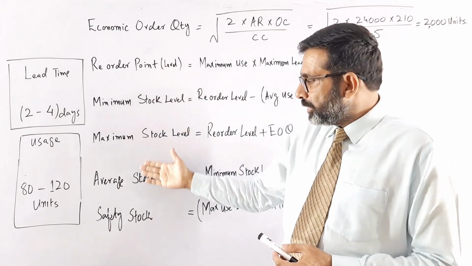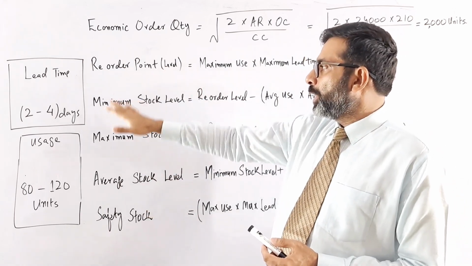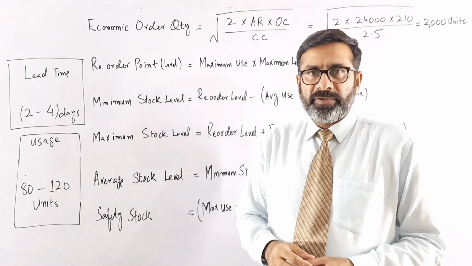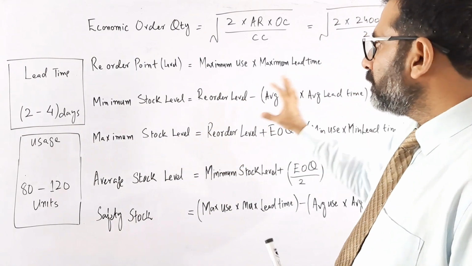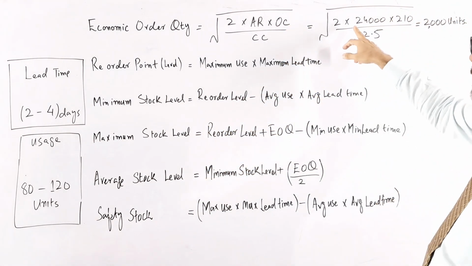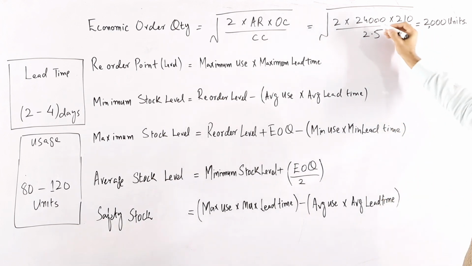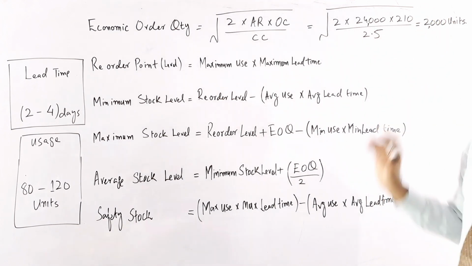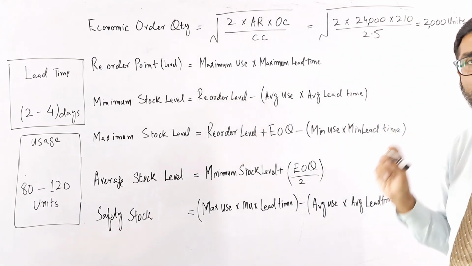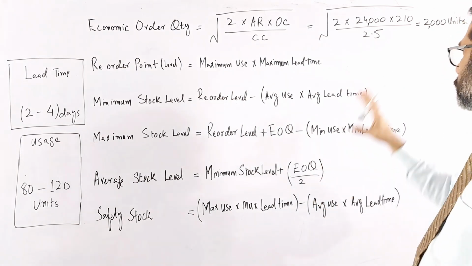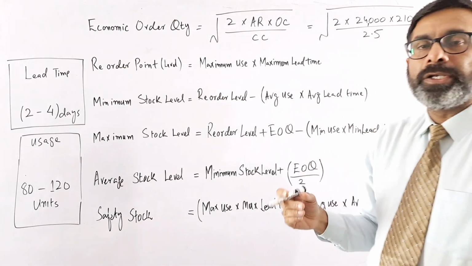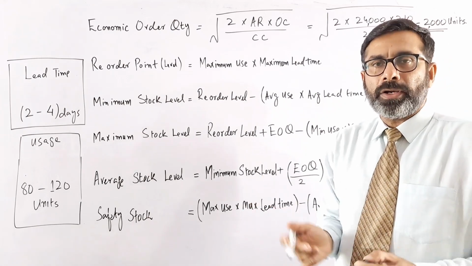Now we will discuss some of the concepts regarding the reorder point, the minimum level, the maximum level, the average stock level, and the safety stock. So we are using some of the same values which you used in the previous example. The company has a total requirement of 4,000 units. Their ordering cost is $210, and $2.5 is their carrying cost per unit. So 2,000 units is the economic order quantity, or we also call it the reorder quantity.